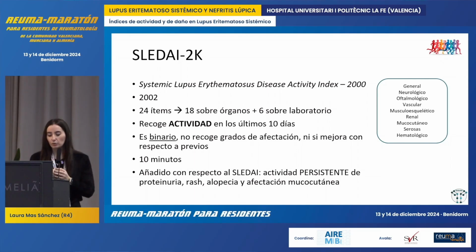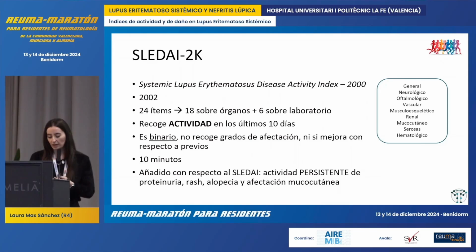The Activity Index 2000 is an index from 2002. It consists of 24 items, 18 related to organs and 6 to laboratory tests. And these are the domains which it assesses, and it captures disease activity over the past 10 days. It has a bit of a drawback in that it's a binary index, meaning it only detects presence or absence, but it lacks the ability, which other indices we'll see do have, to distinguish whether a clinical parameter is improving or worsening compared to previous assessments, or even if it's a new symptom.